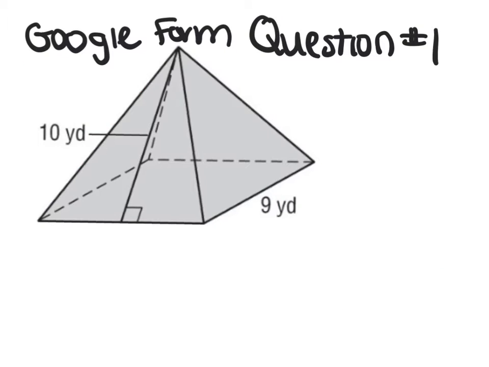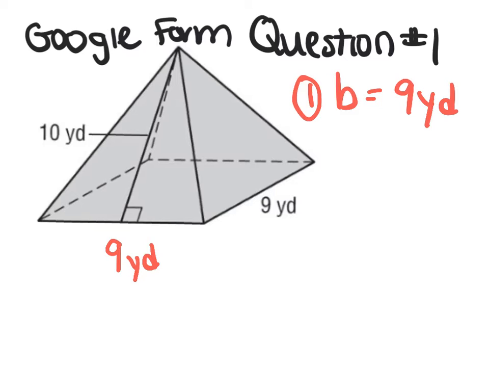Now, in the first question for the Google form, it gives us this pyramid. If we're just using our formulas, we know that the length of B, the side length of the base, is 9 yards. Because this is given as 9 yards, we can assume that this is also 9 yards. That's our first measurement. The second one is the height, H, which we don't know. So we can draw it in because we are going to need it eventually.